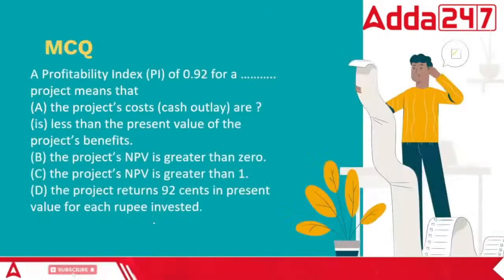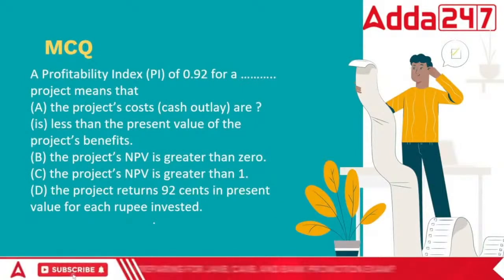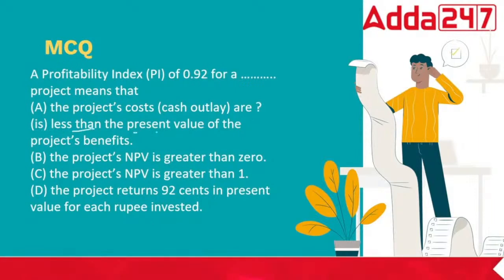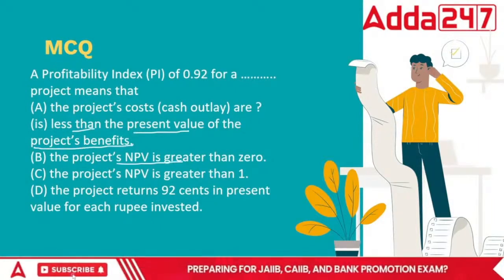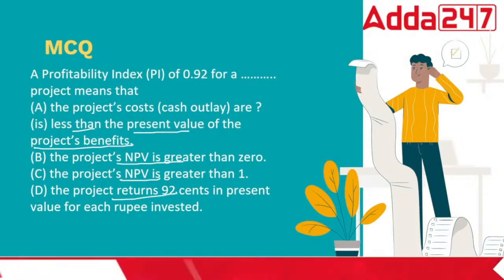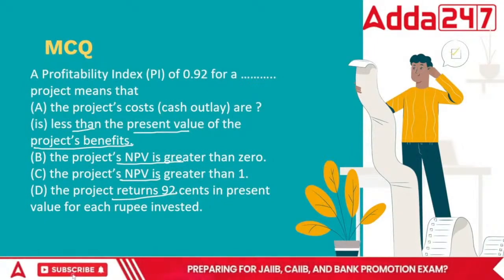A profitability index of 0.92 rupees for a project means what? The project cost or cash outlay is less than the PV of the project, NPV is greater than 0, NPV is greater than 1, or the project returns 0.92 in respect of the present value of each rupee invested.